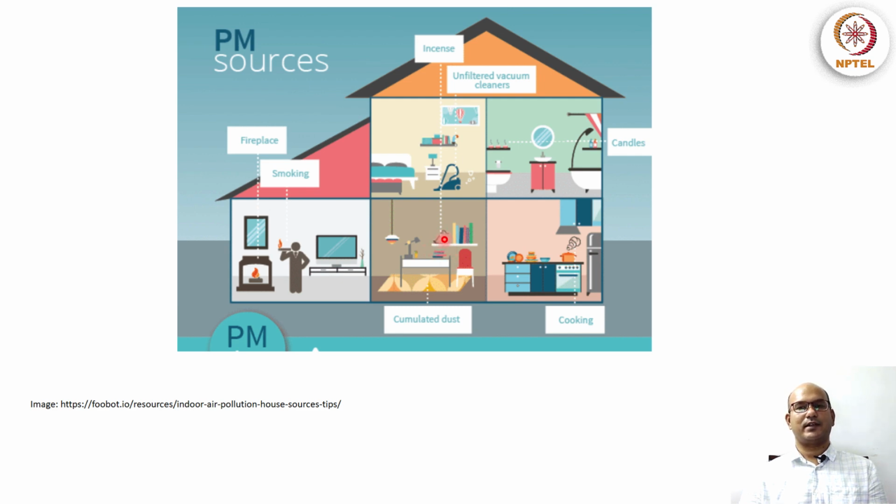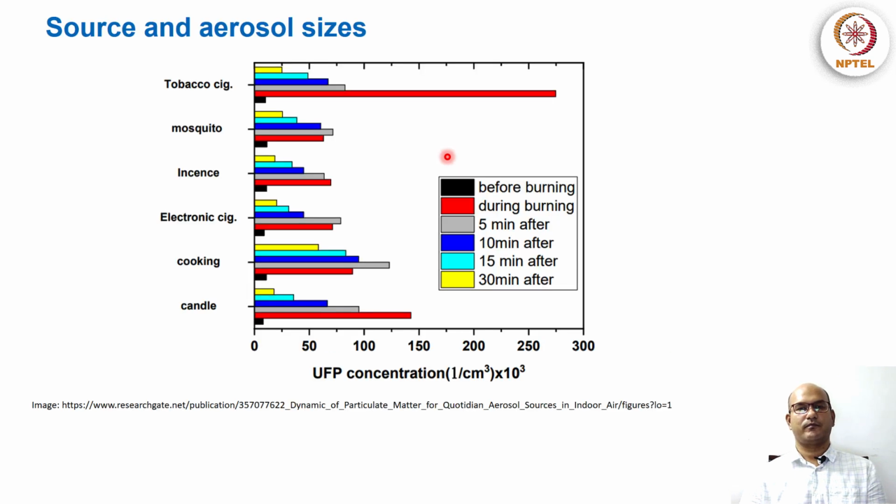Someone may also light an incense, so that will release aerosols. In the kitchen, cooking will release aerosols. In the bathroom and other rooms, one can have candles. Then we can have vacuum cleaners, which can also act as PM sources.